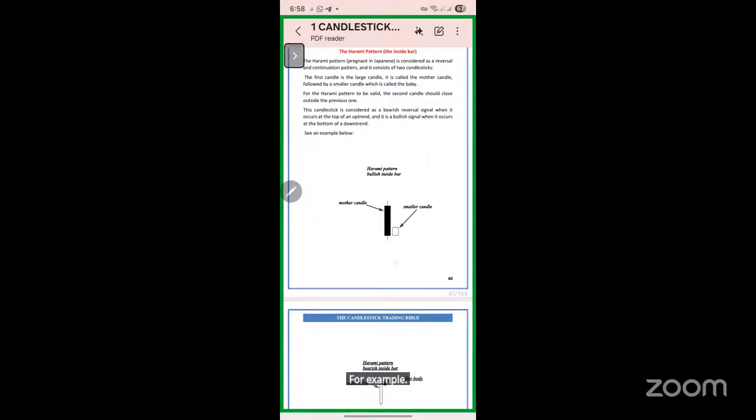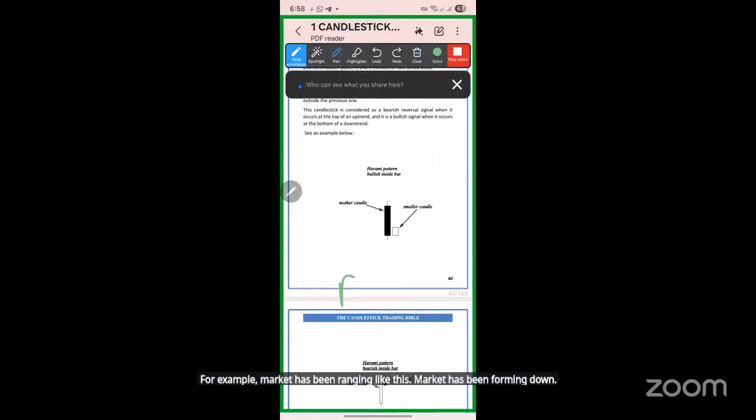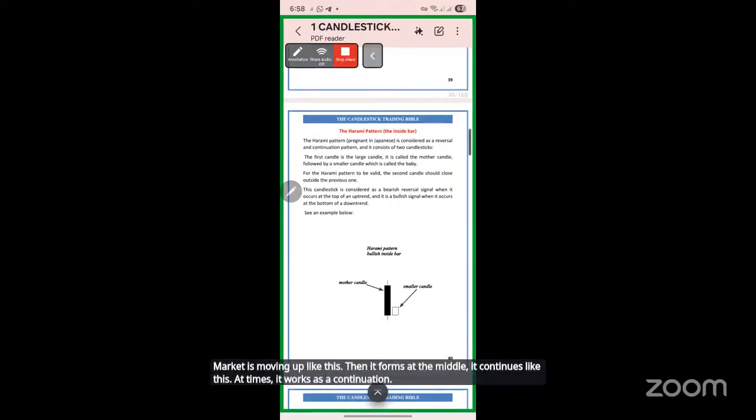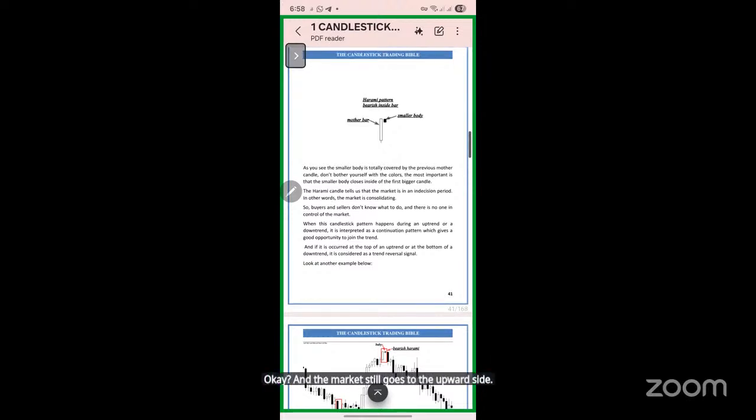Once it forms in the middle of a trend, for example, the market has been ranging like this, moving up like this, then it forms in the middle and continues like this. At times, it works as a continuation, and the market still goes to the upward side. So that one is the bullish harami.